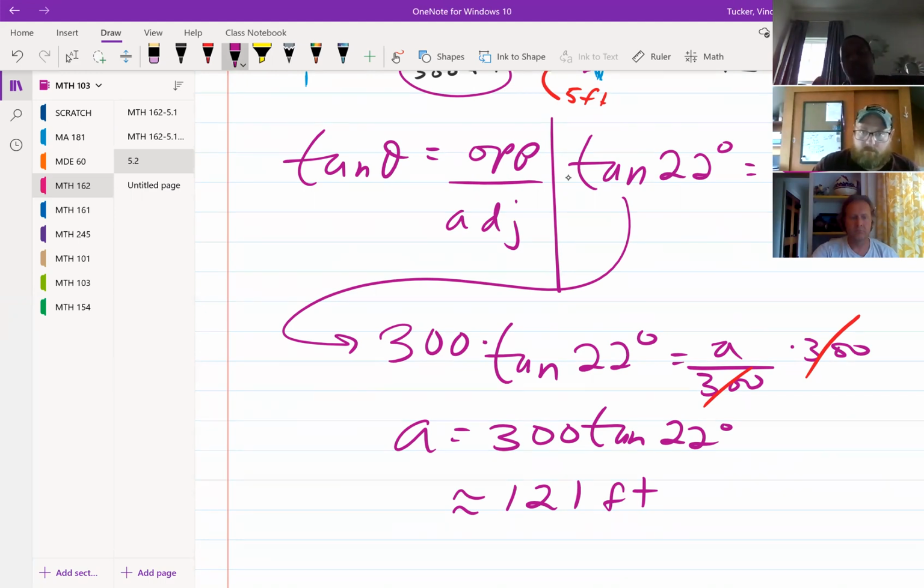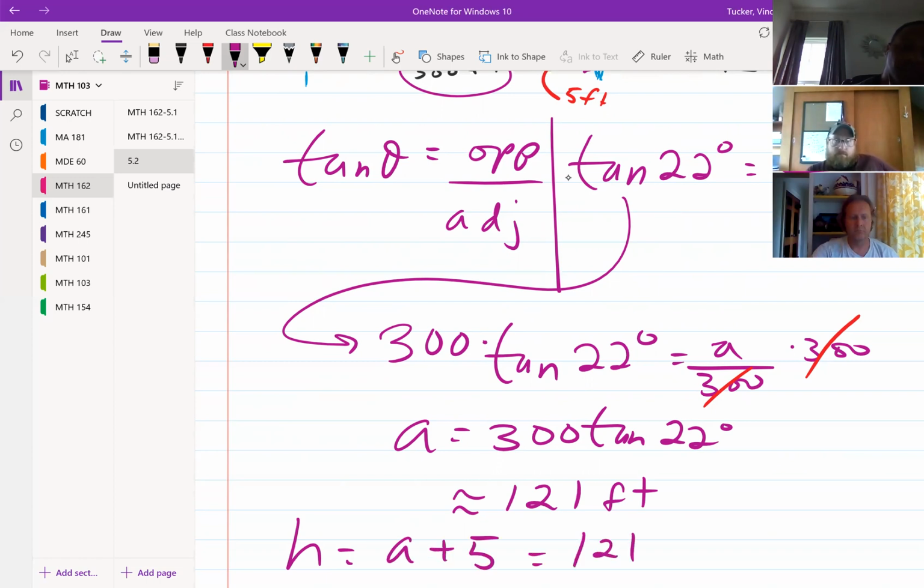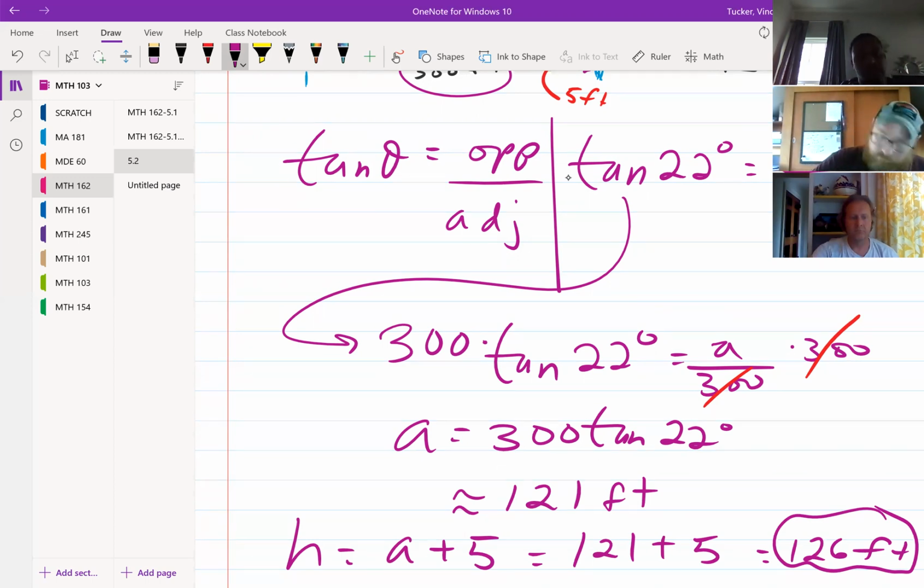So now just keep in mind, we're not finished because there were 5 feet that we had to account for. That was a part of the building's height that was not recorded by the transit, created with line of sight and all the good stuff like that. So in order to calculate the height, do A plus 5, which is 121 plus the 5, that's 126 feet. So that should be the height of the building.